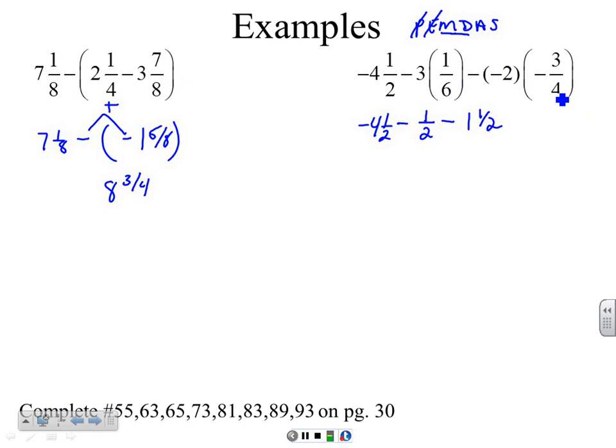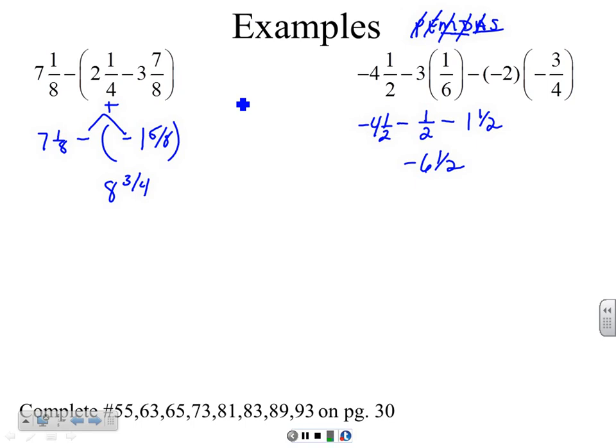Alright, so now we took care of the multiplication. There was no division, and so now we can do addition and subtraction, which there's not any addition, it's just subtraction. So we can put all of this in our calculator, and so we'll have negative 4 1/2 minus 1/2 minus 1 1/2. And we'll get negative 6 1/2. So again, I strongly suggest that you use your calculators. If not, you're going to have to go back and review how to add, subtract, and multiply fractions before you can master this.